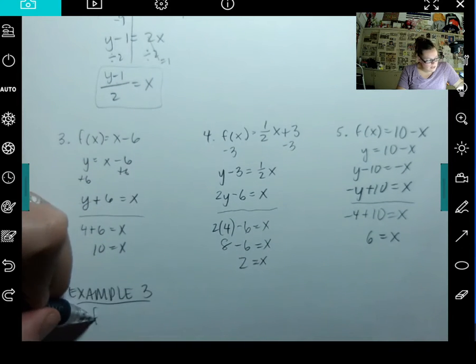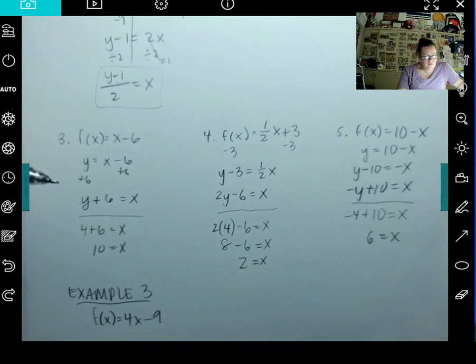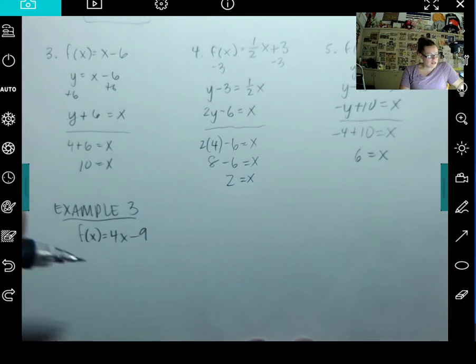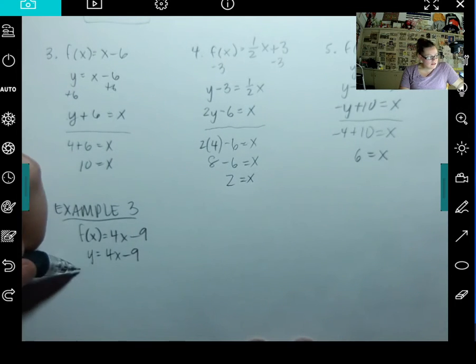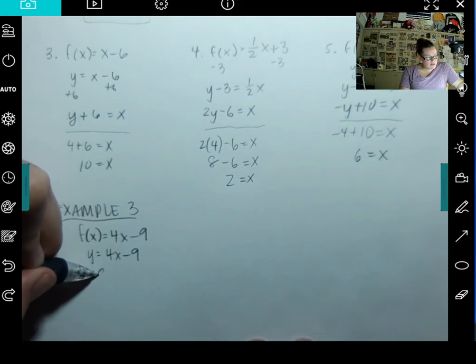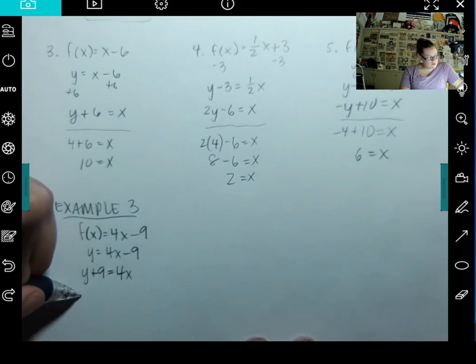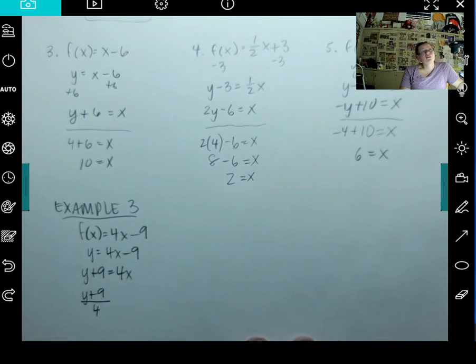Example 3, let's see, we have f of x equals 4x minus 9. So just find the inverse of this function. Just solve for x. So y equals 4x minus 9. Add 9 to both sides, so we have y plus 9 equals 4x. And then from here, divide everything by 4. I like to just write my answers as a fraction. I don't care if it's a big fraction, but it's easier. There's less room for error that way.